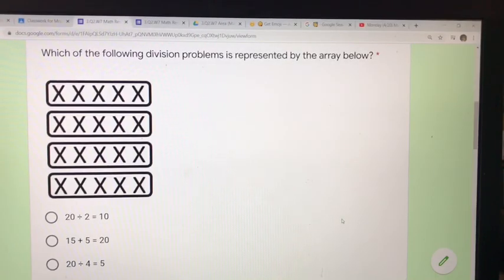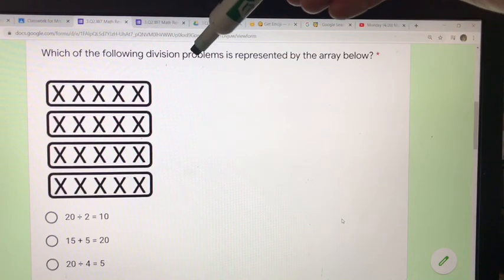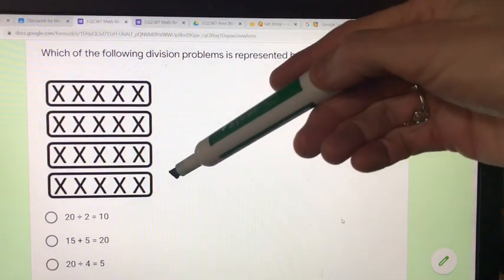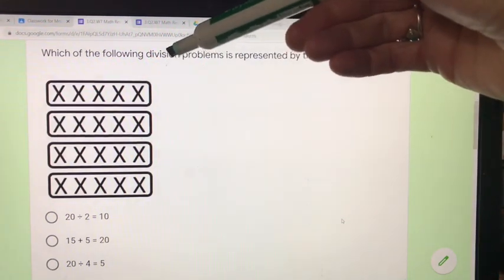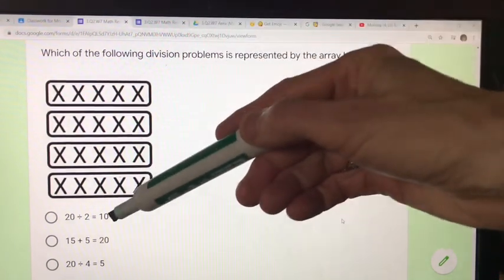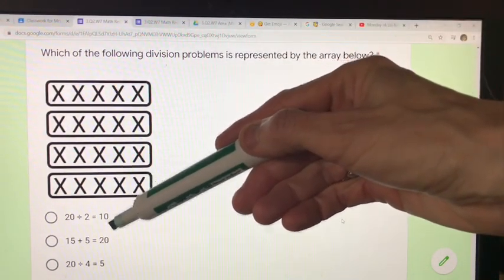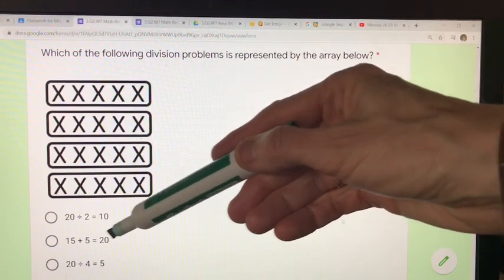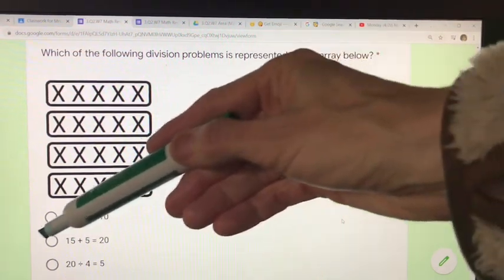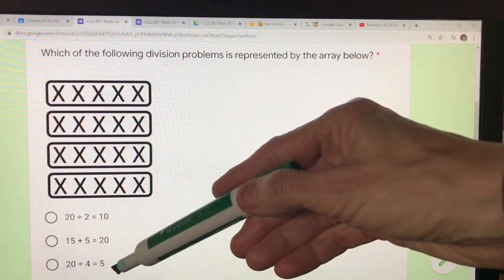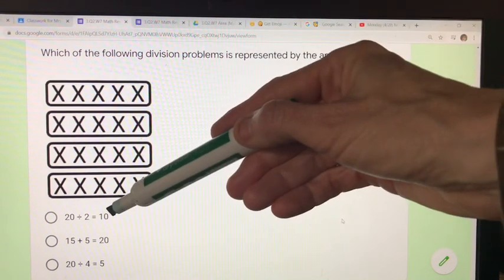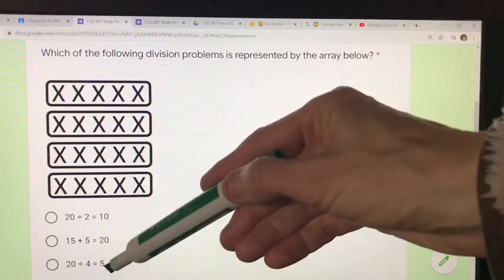Problem number 2 says, which of the following division problems is represented by the array below? So a key word here is division. I need to choose one of the answers and it should have division in it. So looking, the first one has division, the second one addition, so no, that one's going to go out right away. The third one has division, so it's between answer number 1 and number 3.